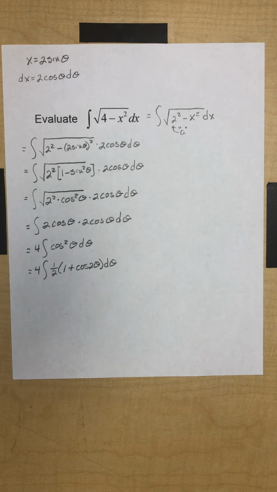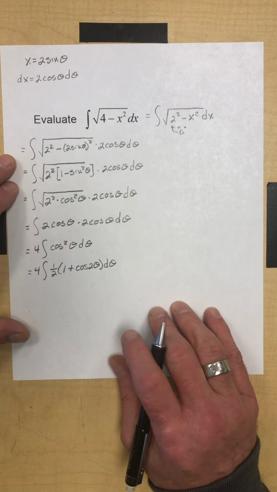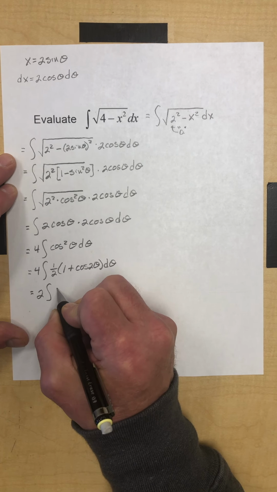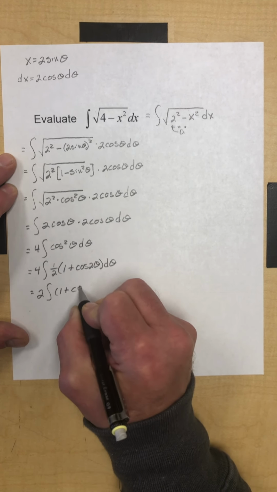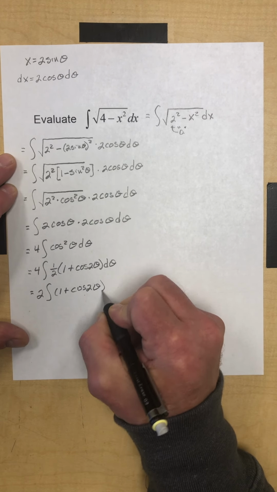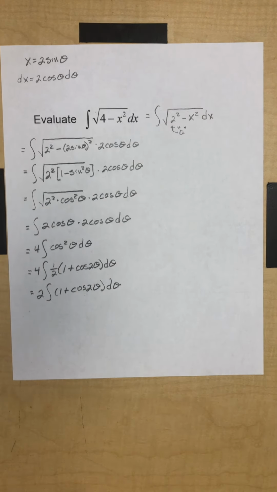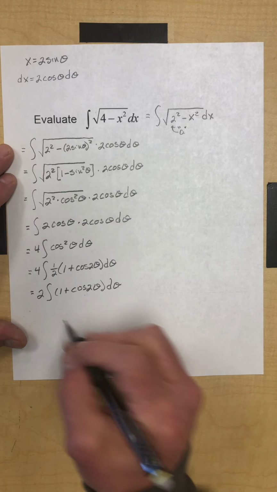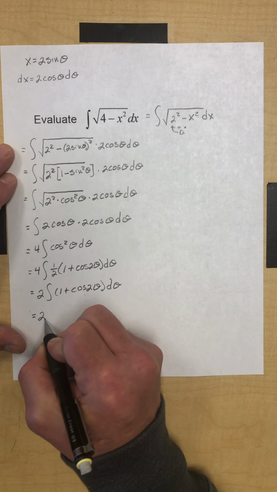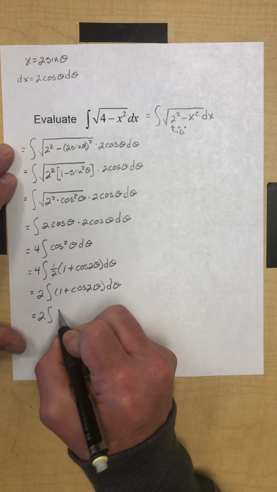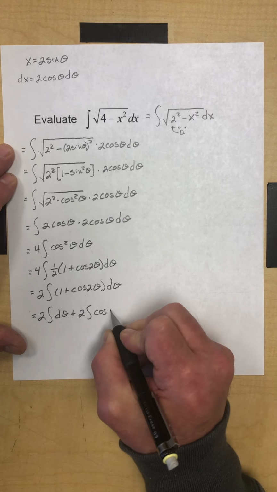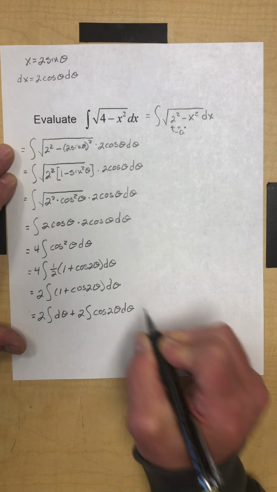So we can take that 1/2 out front as a constant multiplier and multiply it by the 4. So we're going to get 2 times the integral of 1 plus cosine of 2 theta d theta. And then I have to integrate those one at a time. You could do that in your head, or you could actually write it on paper. So that would be 2 times the integral of 1 d theta plus 2 times the integral of cosine 2 theta d theta.